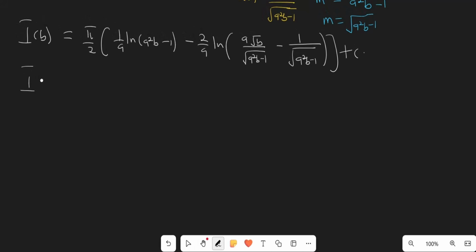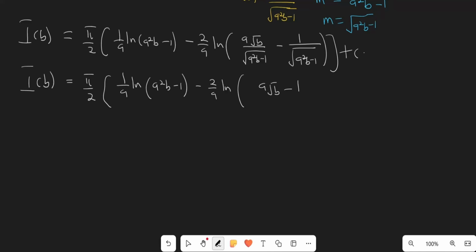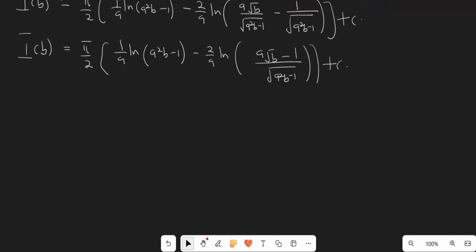Now let's simplify this. The calculus is done. This is now algebra. Pi over 2. Now what do we have? 1 over a, the ln of a squared b minus 1, minus 2 over a, the ln of this is a square root of b minus 1, all this one divided by the square root of a squared b minus 1, plus the constant of integration. Okay, so this is what we have.